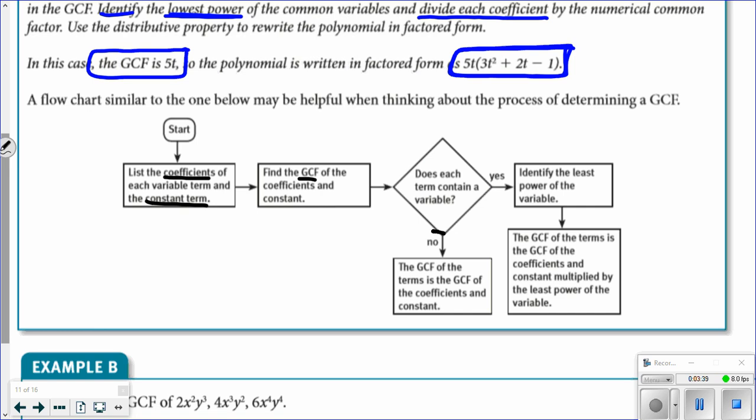And if the answer is no, then we're done. And the GCF is just a number. But if we can answer yes to that question, if they all contain the same variable, then again we need to identify the least power, the smallest or the lowest exponent. Then my GCF would be that number and whatever that exponent is. Okay, whatever that least power is.